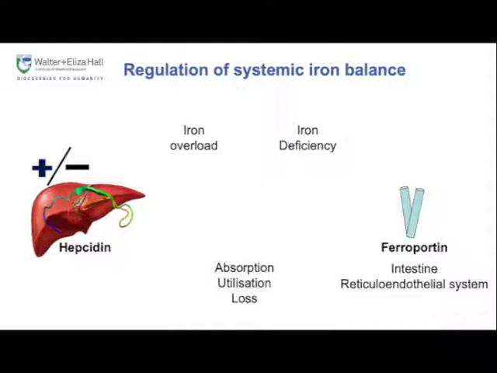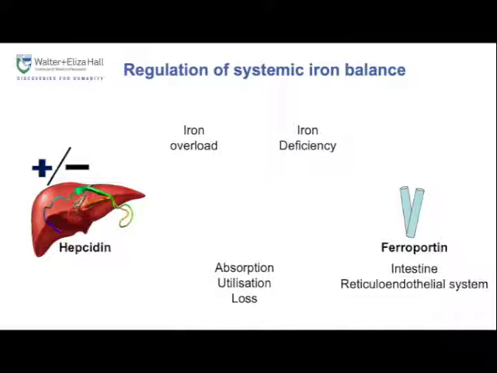And it travels through to two important sites, the intestine, the duodenum, and the reticuloendothelial system, the macrophages. And there it acts on ferroportin to inhibit its function and stop it from working. So ferroportin is the sole iron exporter. It's the only way you can get iron out of a cell. So if you have increased hepcidin and it acts on ferroportin, you block iron export from cells. And what that does is it blocks iron absorption and it blocks iron recycling.